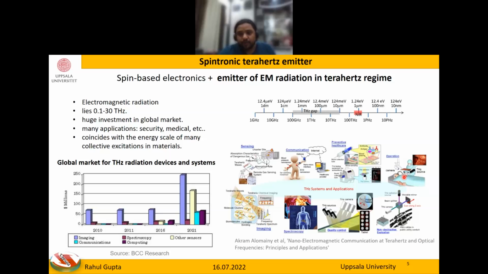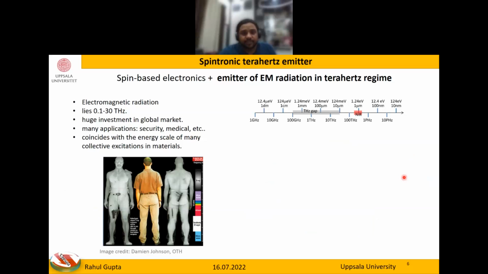So I will give you one or two examples of why terahertz radiation sources are important. If you see this image, you can see a man standing, and if you incident visible light, you cannot see any weapon which is hidden inside the pocket. But if you incident terahertz radiation, which cannot transmit through metals, then by incidenting this radiation one can clearly see this kind of hidden weapon on the body. So this is one example.